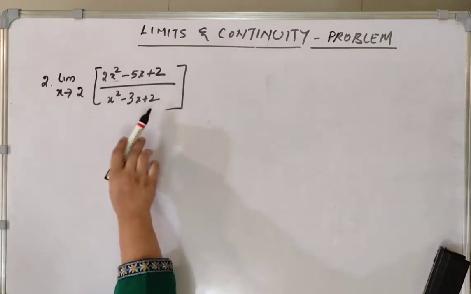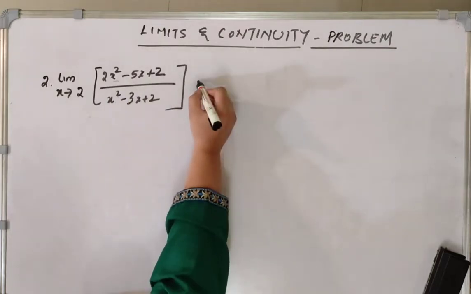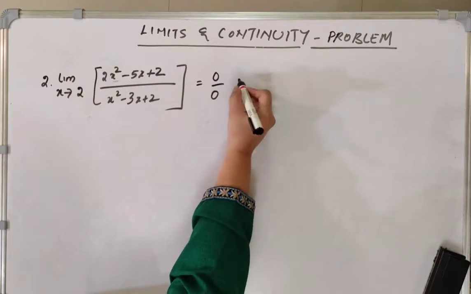Let's evaluate the limit for this particular function. Now if you substitute 2 in this particular function, we will get 0 by 0, which is indeterminate. We can try it out.